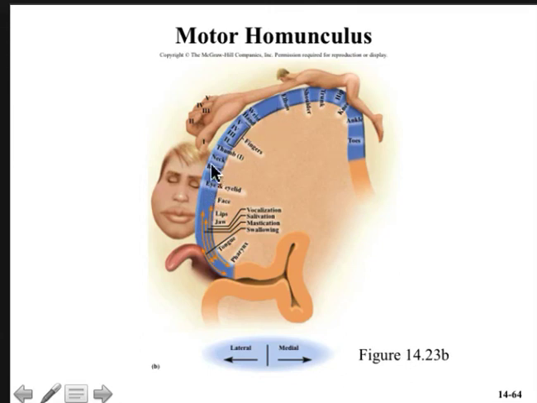So remember again that the prefrontal cortex is that portion of the brain that carries out the plan of action that's generated by the motor association area, which is also in the frontal lobe of the brain. And again, if you want to refer back to figure 14.21, you can get an idea of the physical locations of some of these areas.